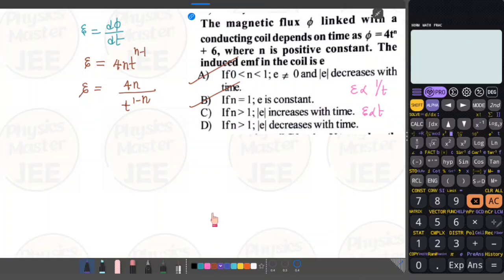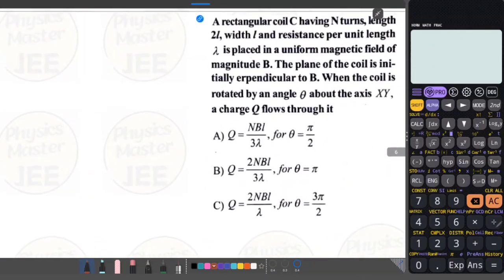Option C is also right. If n is greater than 1, decrease the time. No, so this option is wrong. The last option is wrong. So that is the answer for this question.